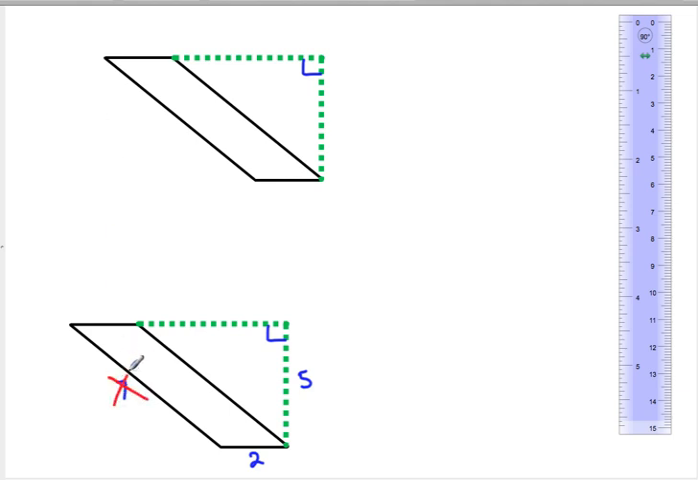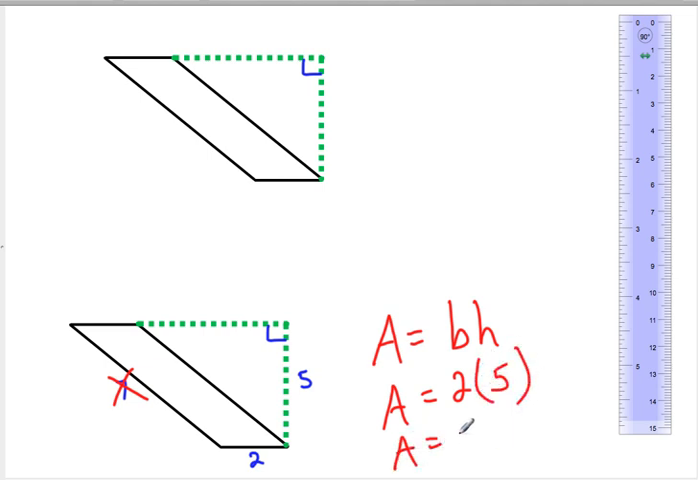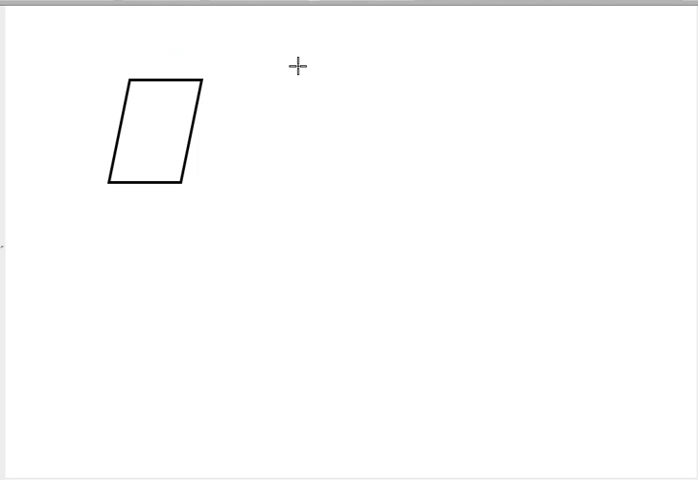That is not the height. Okay, remember we're looking for area equals base times height, and so we say the area of this shape is going to be 2 times 5, or 10 square units, whatever those units have to be. So the height of a parallelogram doesn't always have to come off an imaginary line from the side. It could also be inside the shape, as long as we know that it's 90 degrees off of the base.